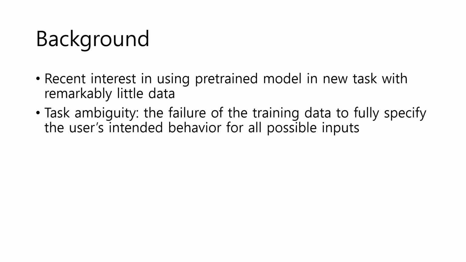Recently, there has been interest in machine learning that is using pre-trained models for new tasks with remarkably little data. And this process is often called model deployment. However, there is one common challenge or failure in this procedure, which is encountering some unpredictable behavior. This failure can be attributed to task ambiguity, which means that the training data is not sufficient to fully specify the user's intended behavior for all possible inputs.